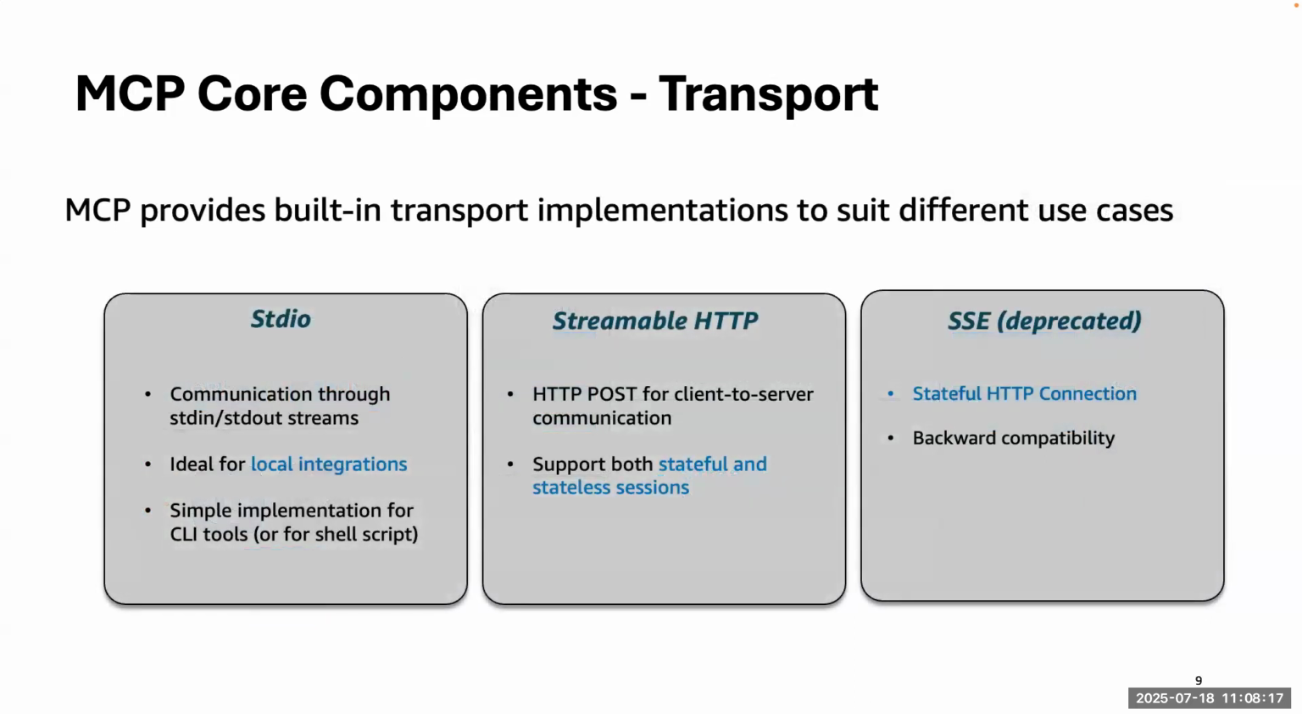Now, if you look at the standard IO, these are the ones which are ideal for local integration and for simple implementation. For example, if you use some kind of a CLI tool or a shell script wherein you're going to connect with an MCP server, and it is using communication through standard input and standard output stream. And the one which is more useful for production grade implementation, wherein you need stateful and stateless sessions, is the streamable HTTP. It is an HTTP POST for client to server communication.